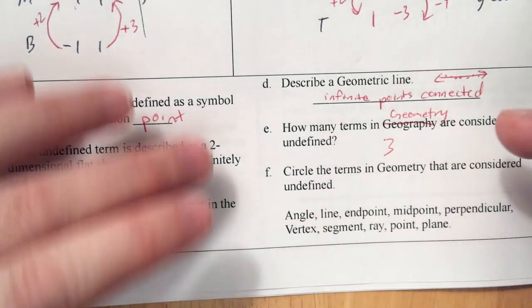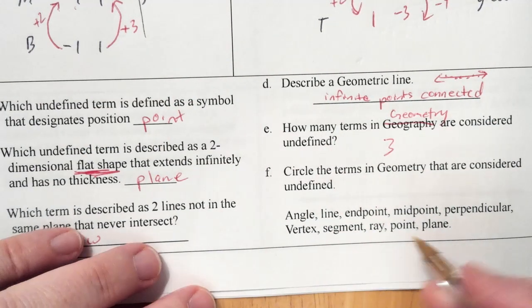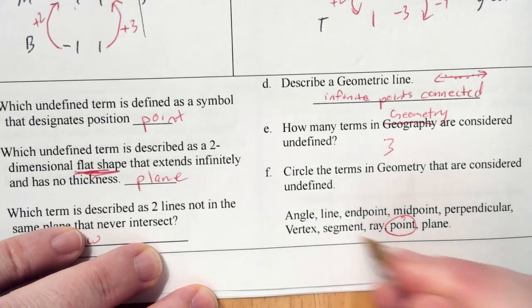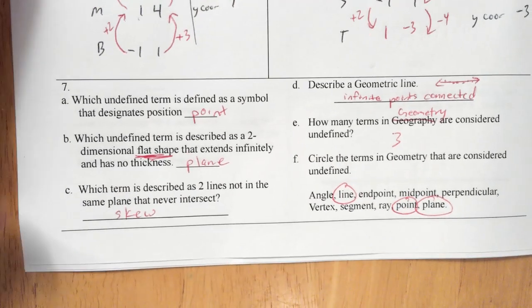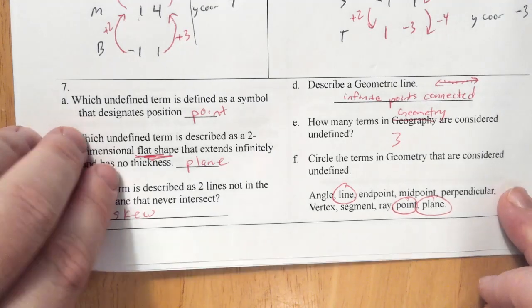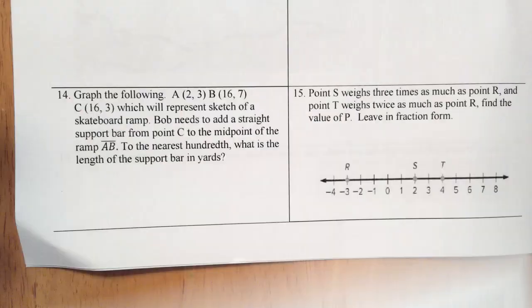Same idea. So what are the three? That would be point, that'd be a line, and that would be plane. Fabulous. And those are the answers for number 7. All right, let's go to the next page.